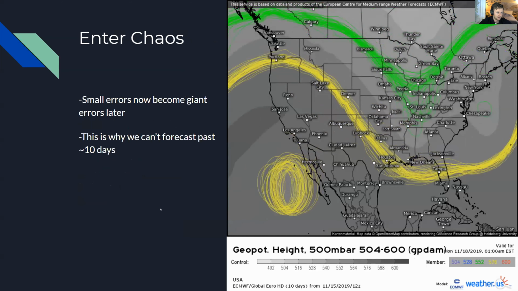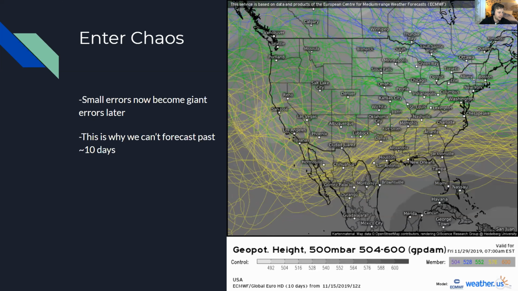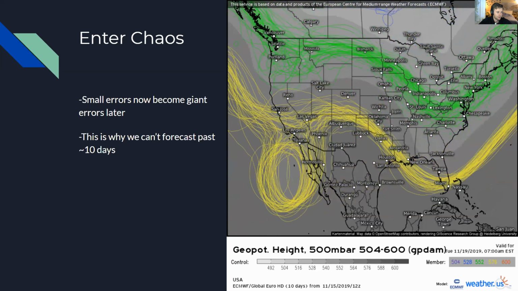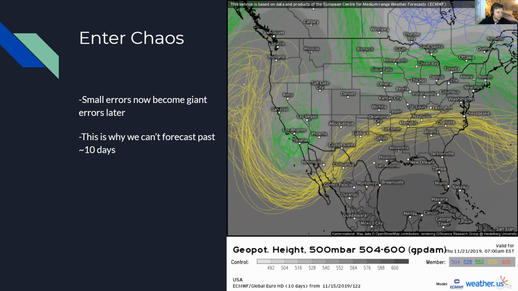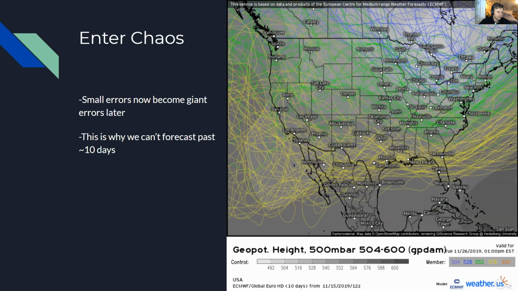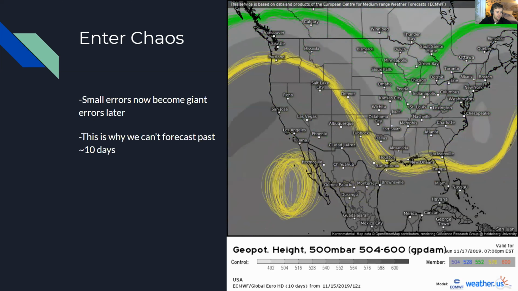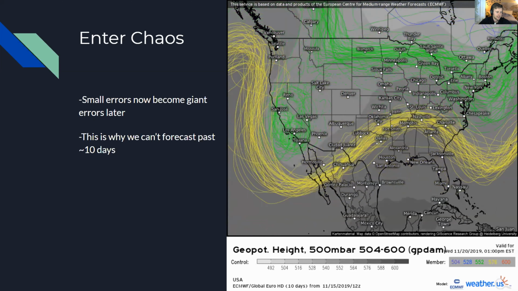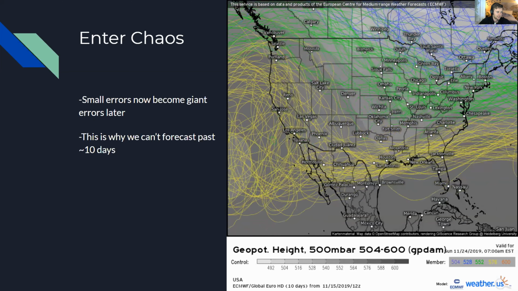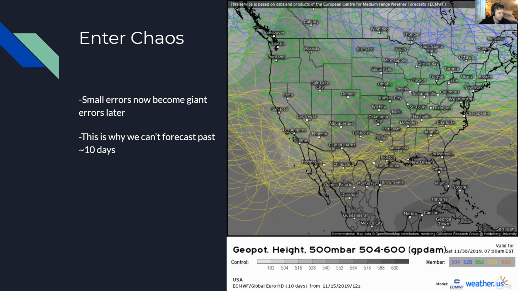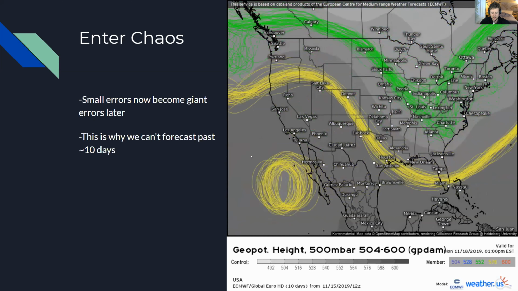So as you can see in this little animation, we start out right here with a pretty good understanding of what the atmosphere is doing right now. All of these lines of the same color are spaced relatively close together. But then as you move out through time, those tiny differences end up becoming larger and larger and larger until it's absolute nonsense and we have no idea what's going on. So this is why we can't forecast past 10 days.